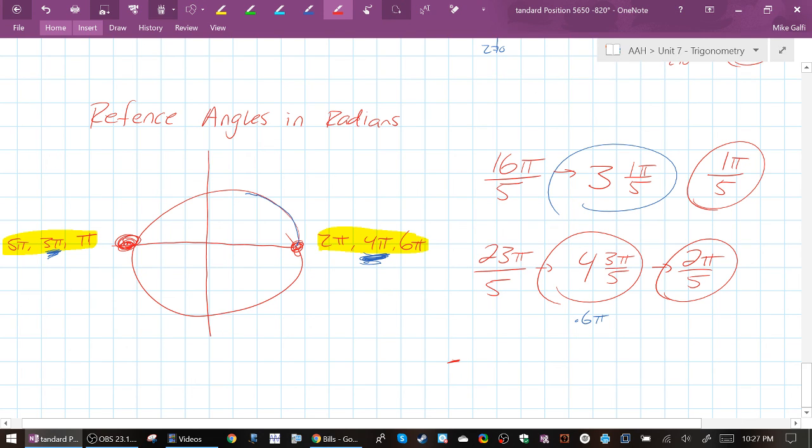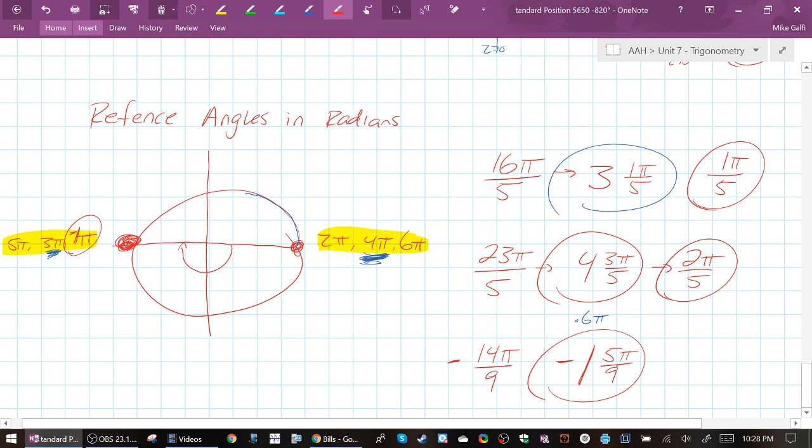Negative 14 pi over 9. Okay, it is negative, so it's a little bit different. 9 goes into 14 once, with 5 pi over 9 left over. Okay, same concept, but we're just moving in the negative direction. So here, to get to -1, remember I'm moving in the clockwise direction, negative 1 pi would be over here. So that puts me on the left side. And then I have to go an extra 5 pi over 9.